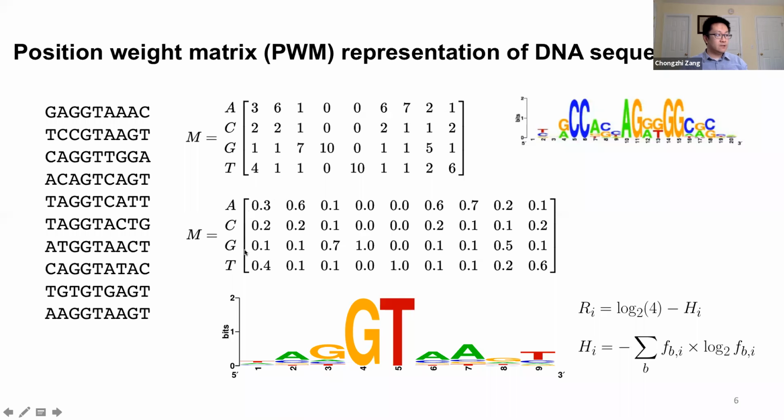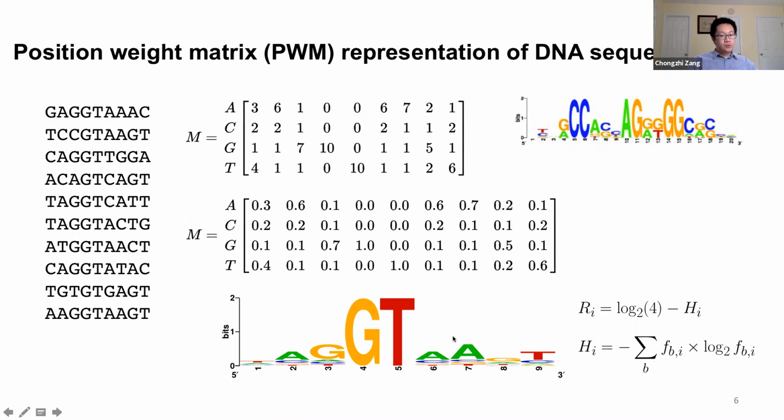Say, for example, in the first position, 30% of them are A, 20% of them C, and so on and so forth. In this case, for the 4th position, all of them are G, so 100% of them are G. And the next position, 100% of them are all T. So this is the position weight matrix, the PWM matrix. In order to graphically display or visualize the information from the position weight matrix, we use this sequence logo to plot this position weight matrix.